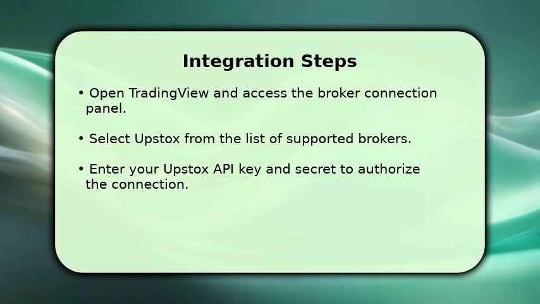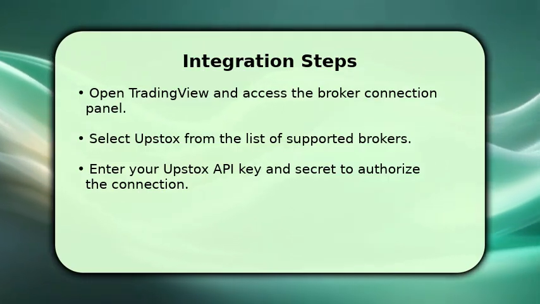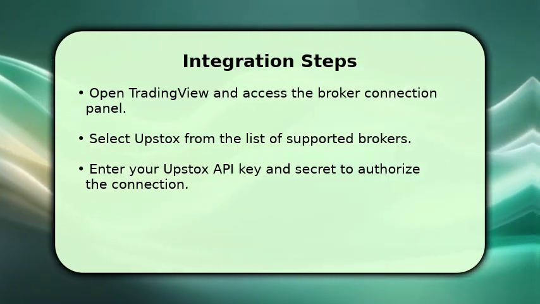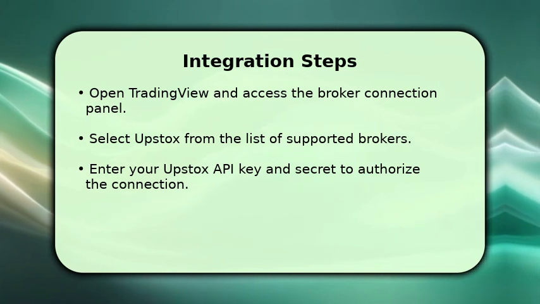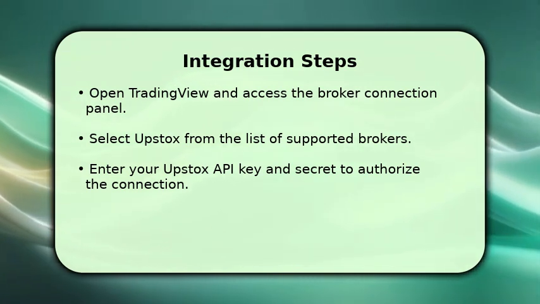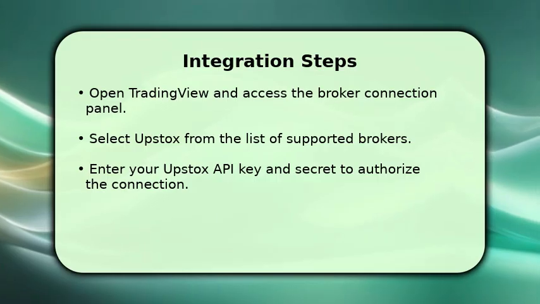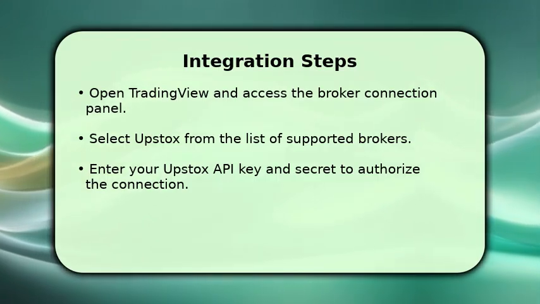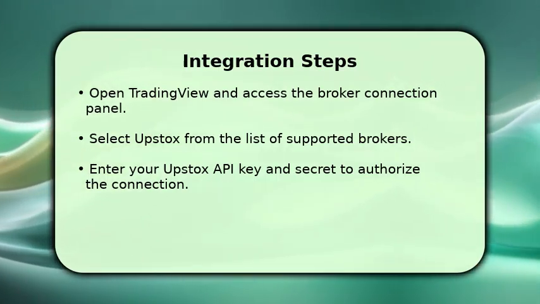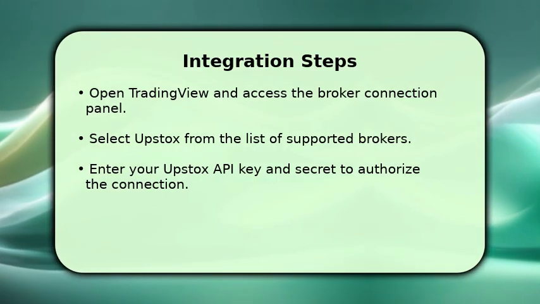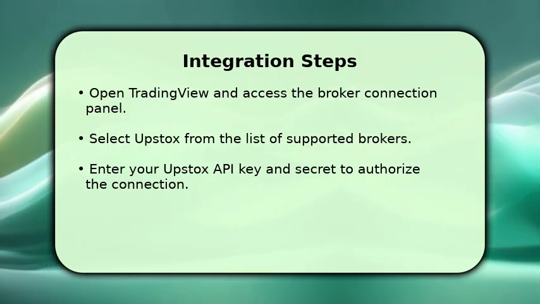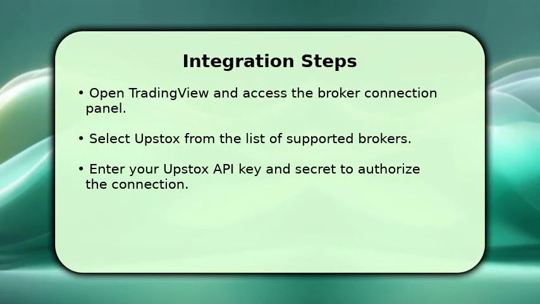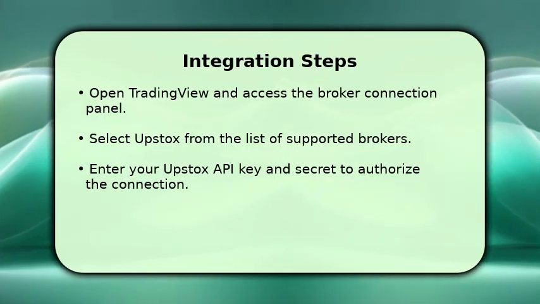Now, open your TradingView platform and look for the Trading Panel or Broker Connections section. From the list of available brokers, select Upstox. You will then be prompted to enter the API key and secret you obtained earlier from your Upstox account. Carefully input these credentials to authorize the connection. Once entered, confirm the link, and your accounts should be successfully integrated.